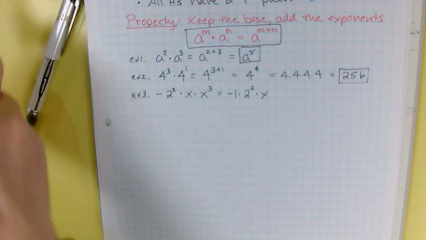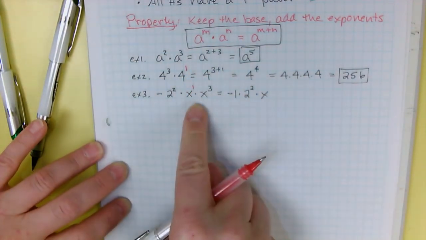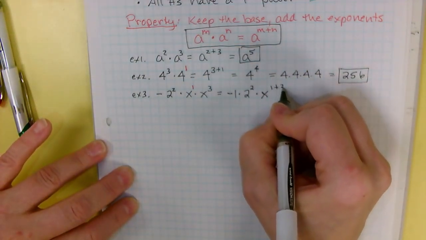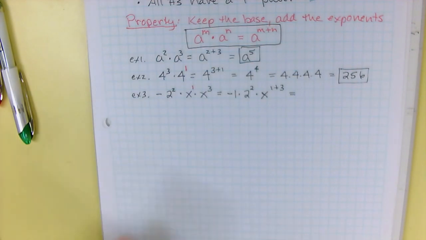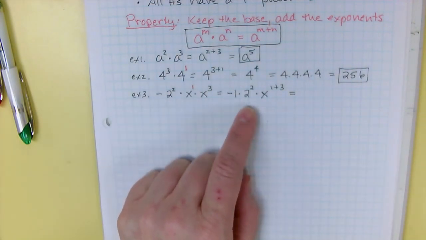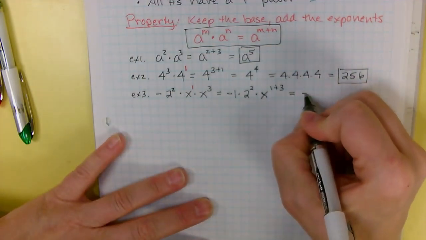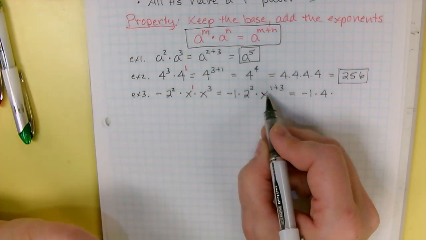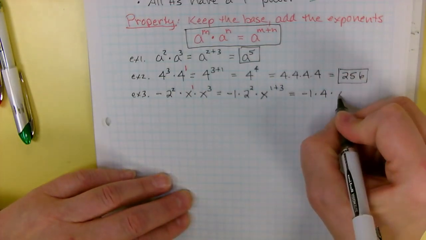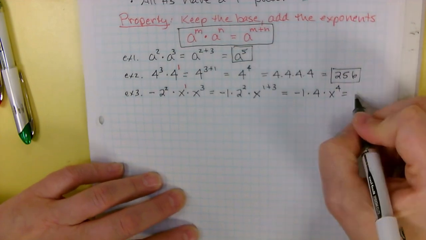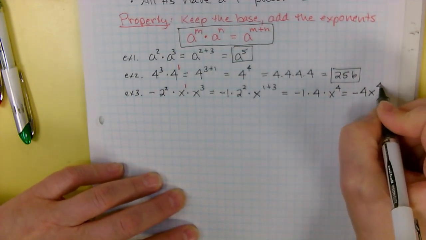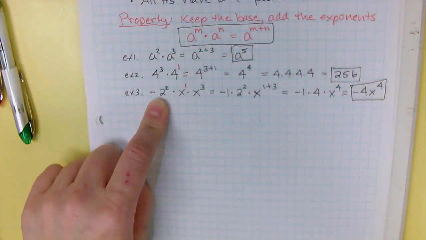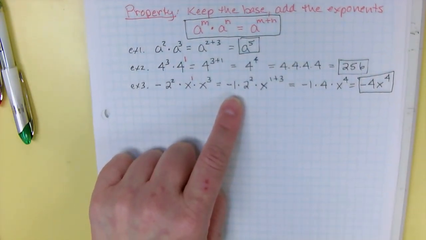Now the x's, on the other hand, both have a base x. That one has an invisible 1, so you're going to keep the base x, add the powers, 1 plus 3. So exponents go first. 2 times 2 is 4. So I have -1 times 4. And then again, exponents first. 3 plus 1 is 4. x to the 4th. So we get -4 x to the 4th. So because that negative is not in parentheses, it's not being raised to the power of 2.